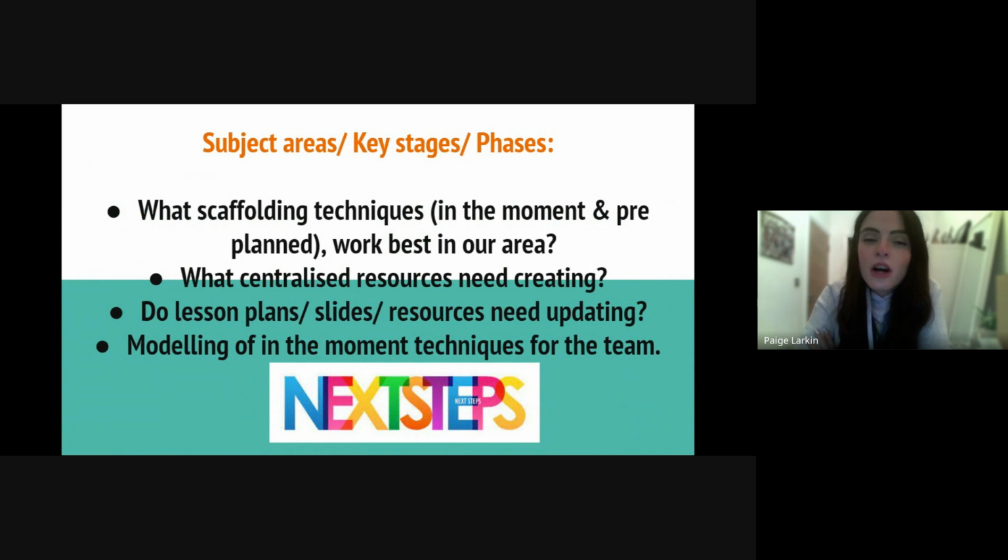Second of all, are there any centralised resources that need creating off the back of this? For example, if your team have all said that from a pre-planning scaffolding point of view, it's all about structure strips, let's say. When students are sitting those 12 mark answers, let's say in history at GCSE, the best thing to do is give them that scaffolding by giving them the structure strip, and you can take it away for students that you think don't need it. So is there anything that needs creating that can be used centrally across your team?